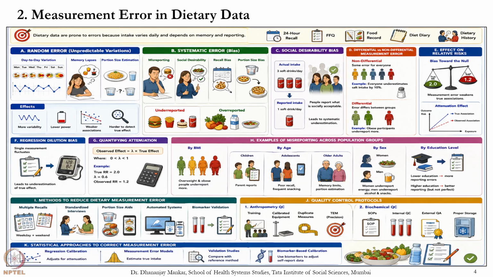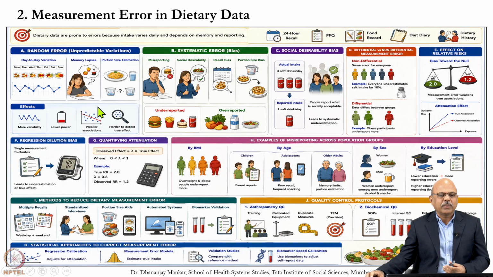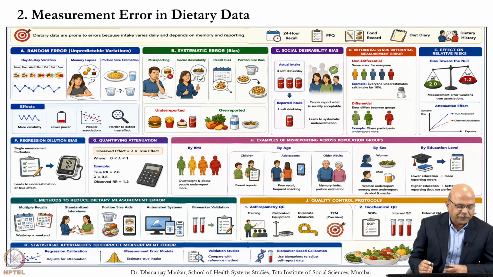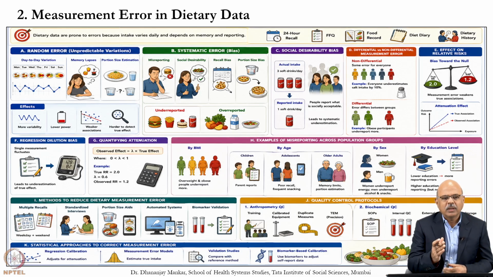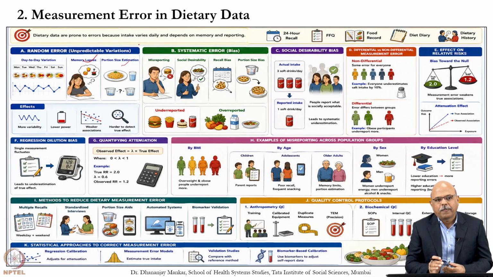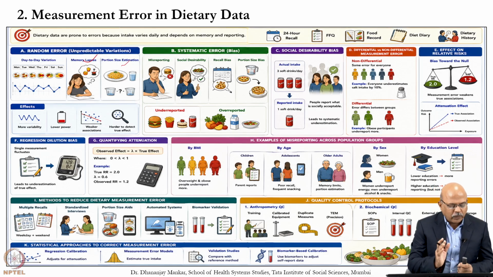Now we'll try to understand measurement error in dietary data. We have a lot of errors which can be estimated, especially when the data are prone to errors, because intake varies daily and depends on memory and reporting. We'll talk about random error, which is very unpredictable and variable. It comes from day-to-day variations, might be because of memory loss, might be because of portion size estimation. What is the effect? The effect is more variability, lower power and weaker association, and it becomes harder to detect the true effect.